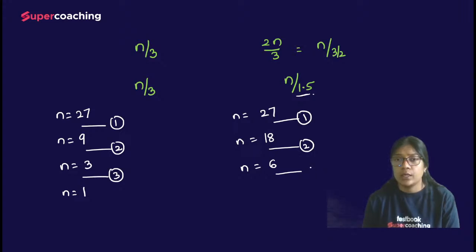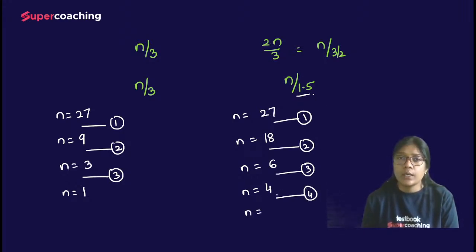Yeah, are we getting the right values? 27, 3, 9, 18. Yeah. So third step. Now 2 by 3 into 6, that comes out to be 4. Next, fourth level is created. 2 by 3 into 4, approximately this comes out to be 2, approximately 2. And here n will be one more level is created, approximately 1. So at least 6 levels will be there.